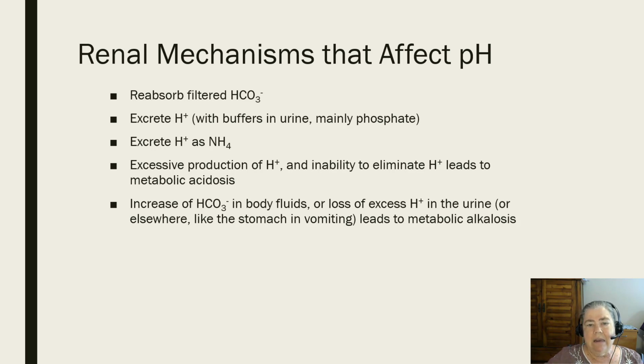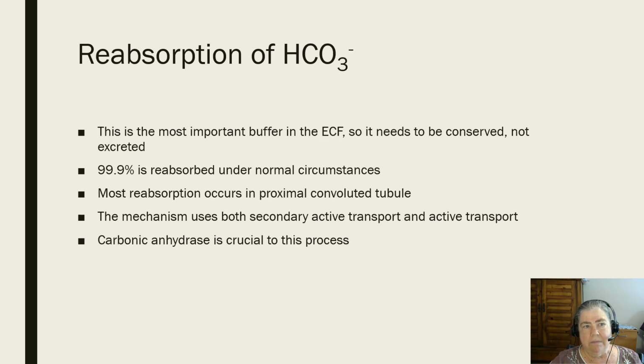The opposite, metabolic alkalosis, occurs when there's an increase of bicarb or a loss of hydrogen ions. So sometimes we have excessive bicarb and sometimes we lose lots of hydrogen ions in the urine or through vomiting. And when those things happen, we get metabolic alkalosis.